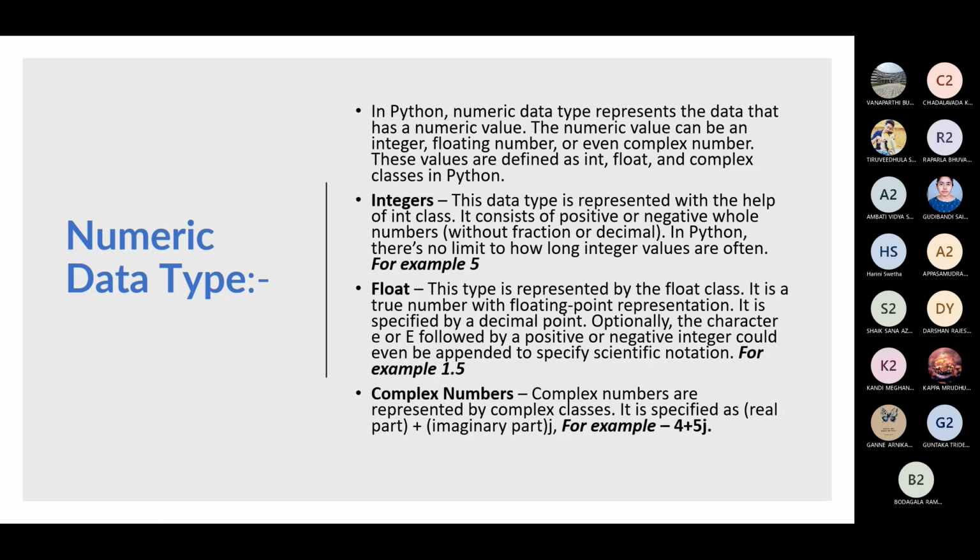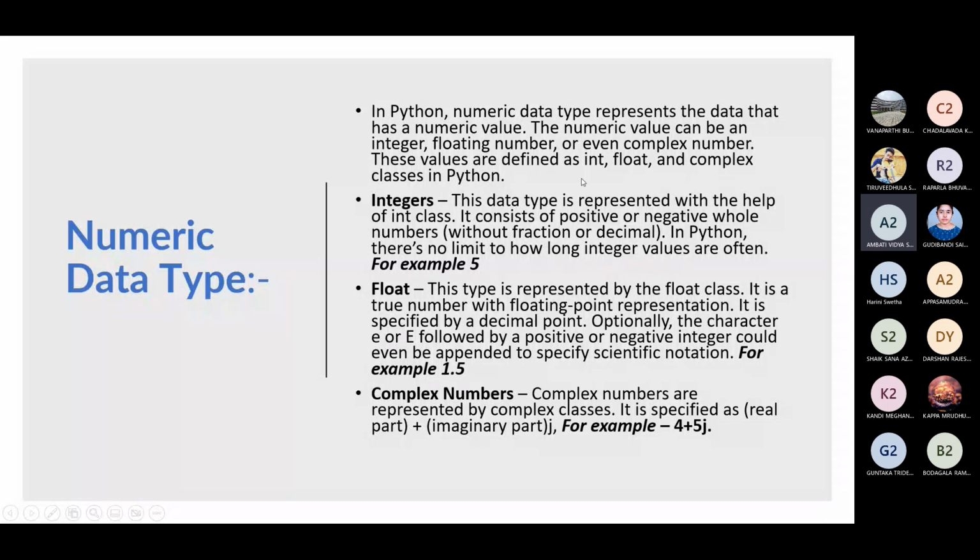The numeric data generally represents data which has a numeric value, either integers or any numbers, but not something like strings. The numeric value can be an integer, floating number, or even a complex number. Integers are defined as int. Floating point numbers are denoted as float. And coming to complex numbers, it's the complex class. All these are different classes in Python.